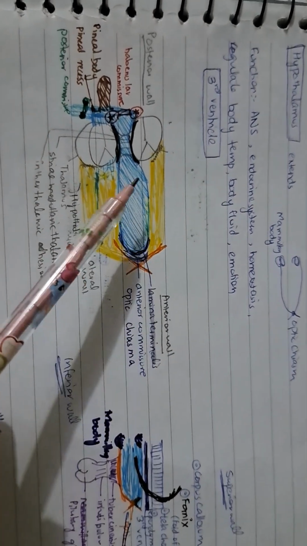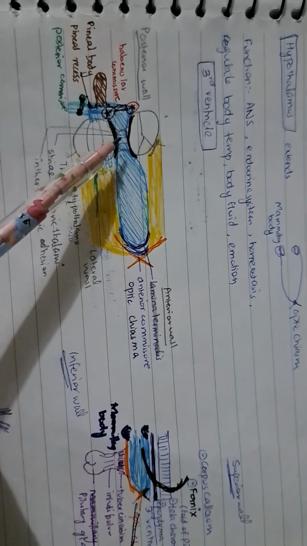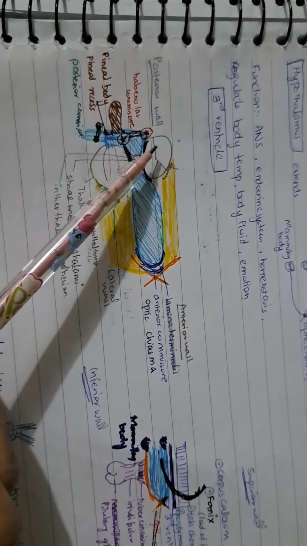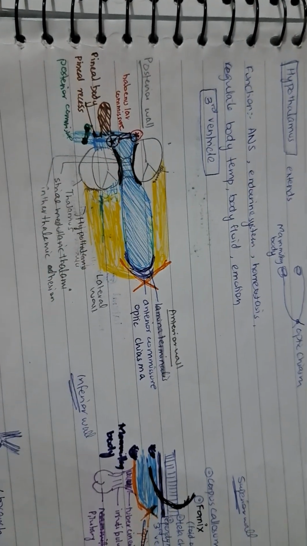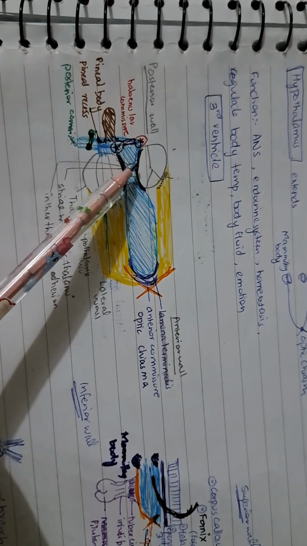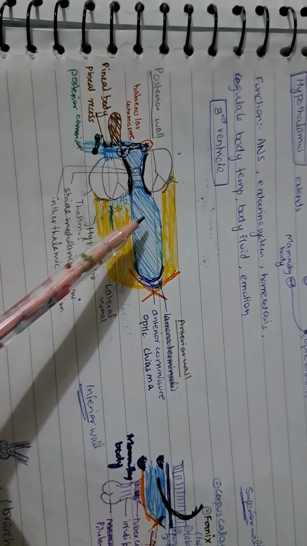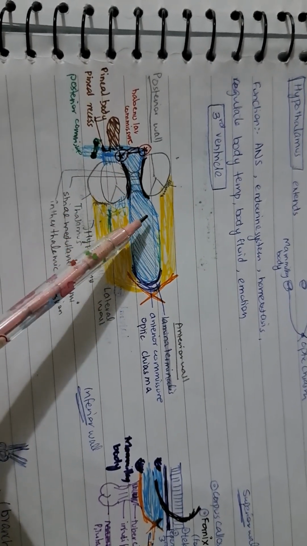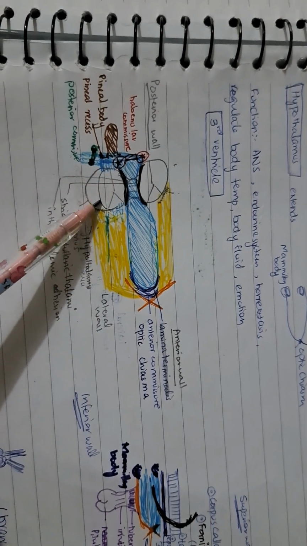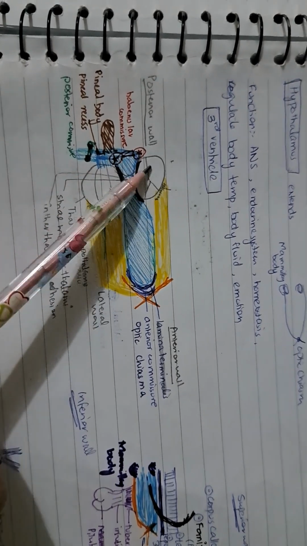Now talking of the things that are present laterally. So laterally we have very big masses, and they are known as the thalamus. And both the thalami are connected with each other through the interthalamic adhesion. So the interthalamic adhesion is also present laterally. And lateral to the ventricle, as you all can see, there are masses of thalamus.